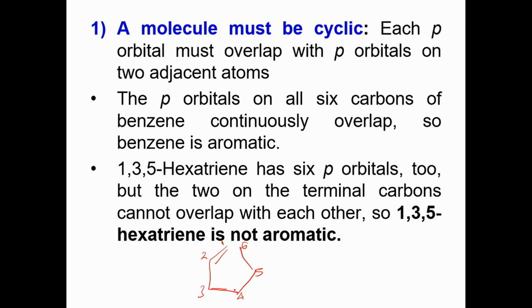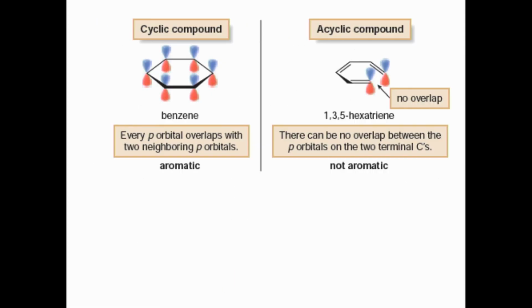At carbon number 3, there is another double bond. At carbon number 5, there is another double bond. But this molecule is not cyclic. As you can see, there is no overlap between the 1st carbon atom and the 6th carbon atom. Looking at the criteria, you can see a cyclic compound, benzene, and an acyclic compound, 1,3,5-hexatriene. In the latter there's no overlap, so this compound is said to be not aromatic.